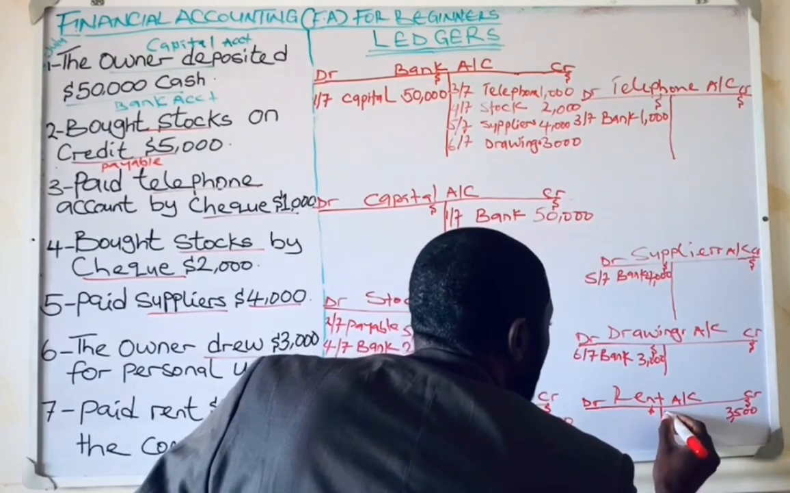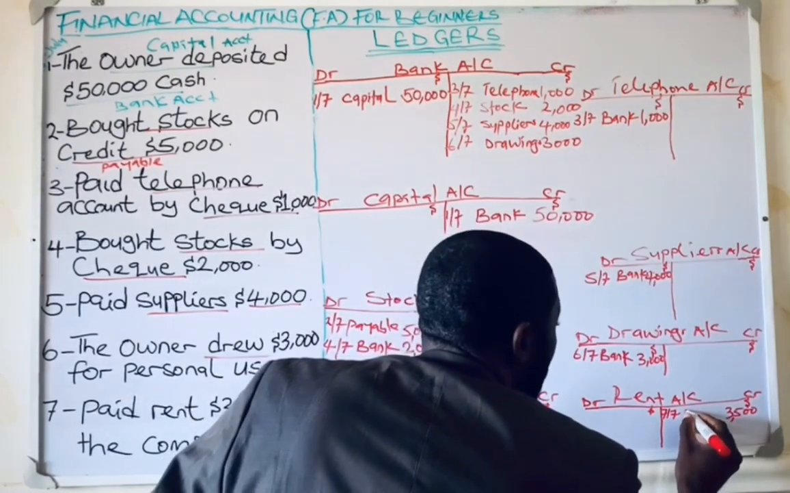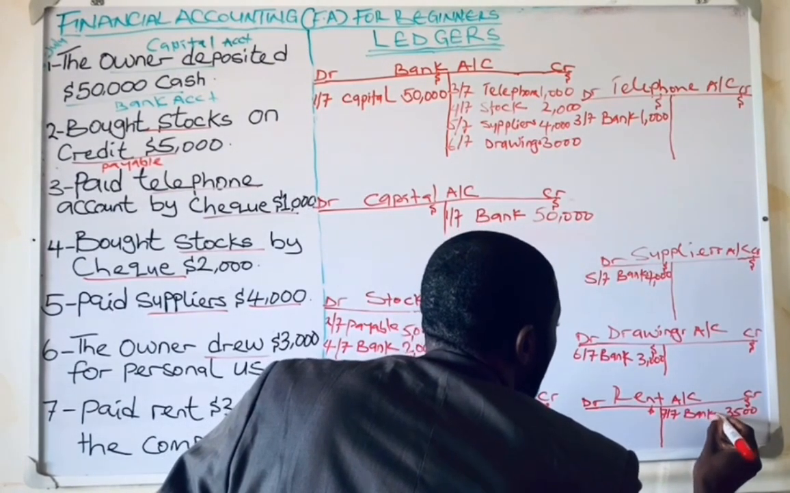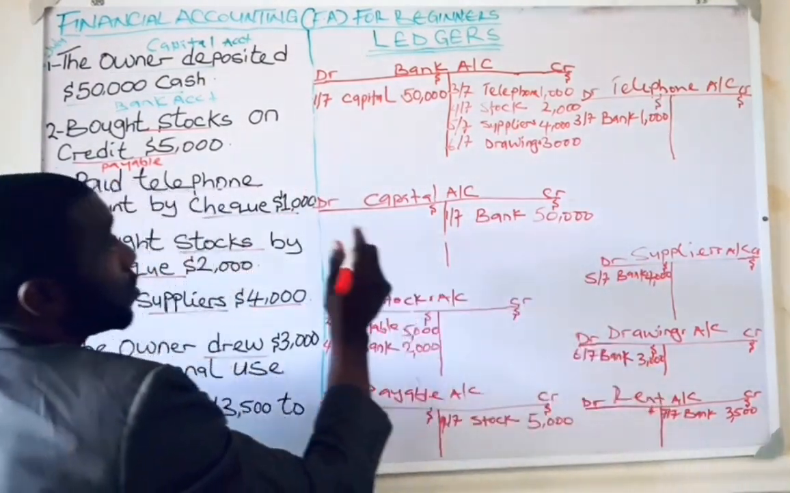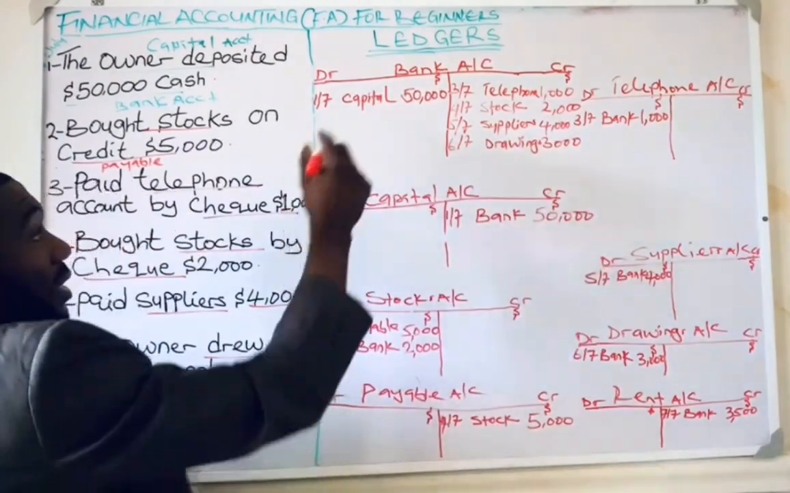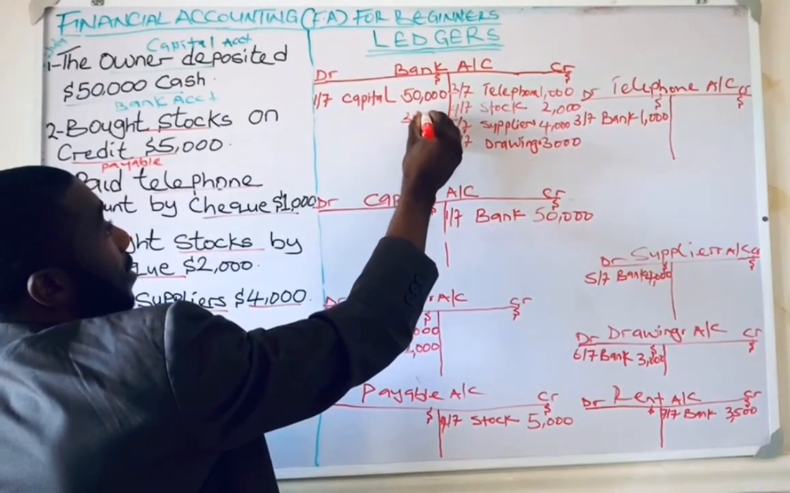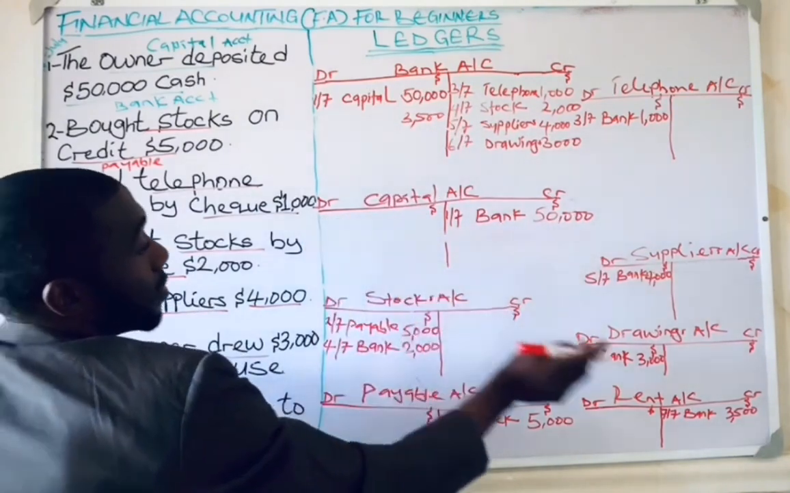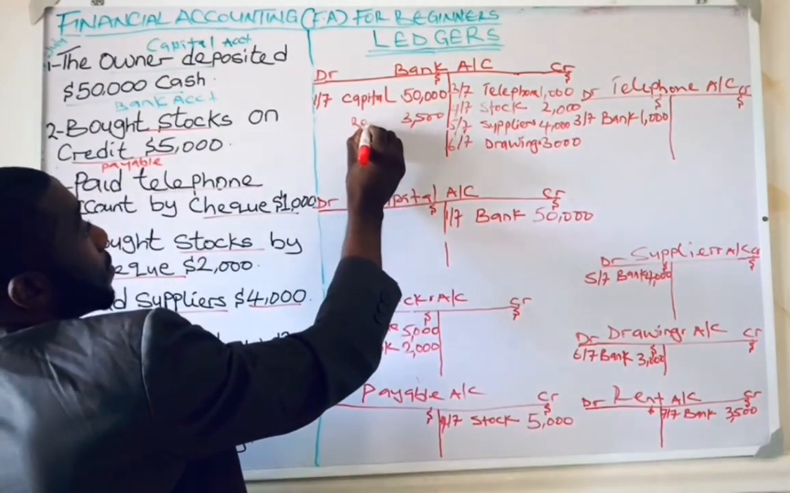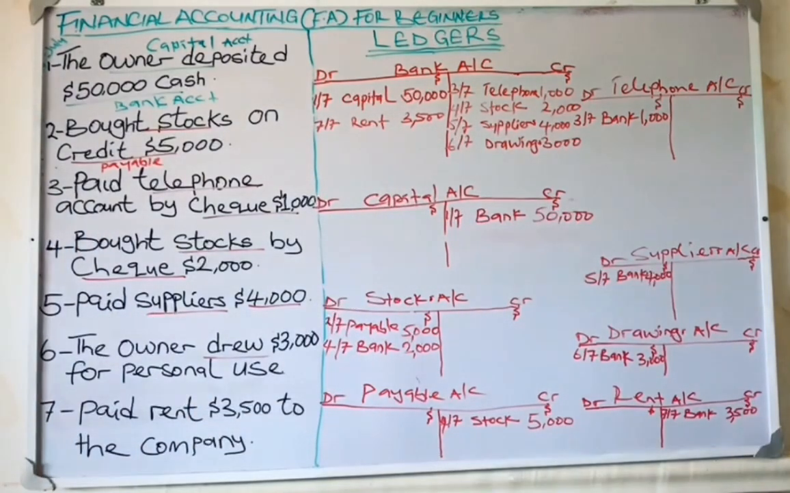$5 on the 7th of July to the company, and it is by bank, going to the company's bank account. Then you come to the bank account, the corresponding account. Now we are not paying, the company is receiving. You say, okay, we received $3,500 from rent on the 7th of July. Simple. We have entered our accounts into the ledgers.